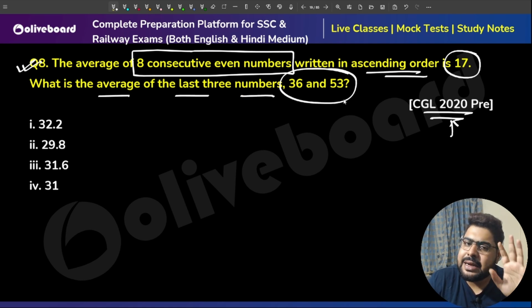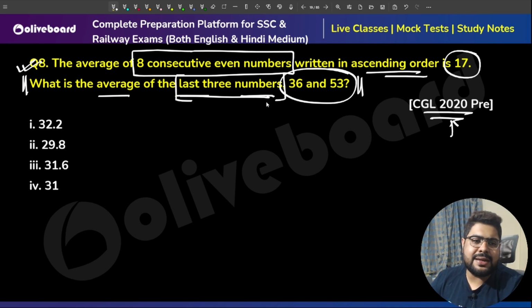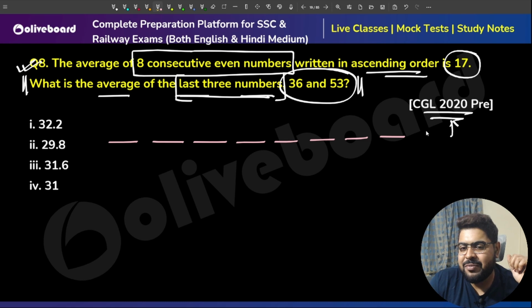The options are 33, 36 and 53. So they are asking you something else. First let us figure out the last 3 numbers. To answer this question, I need to understand the last 3 numbers. 8 consecutive even numbers: 1, 2, 3, 4, 5, 6, 7, 8. The average is given, which means the total is also given. So the total is 17 times 8.